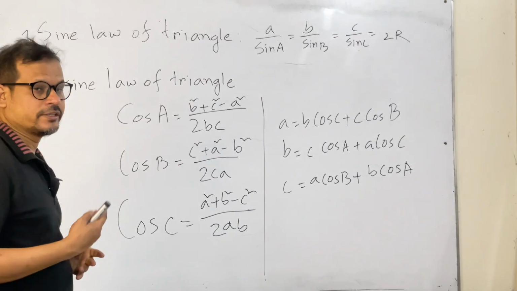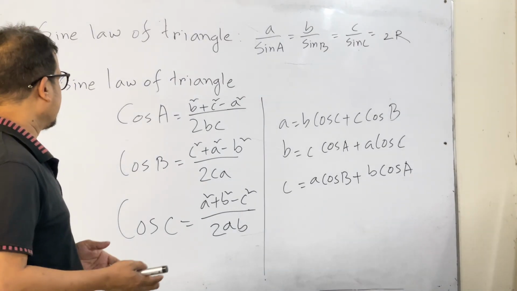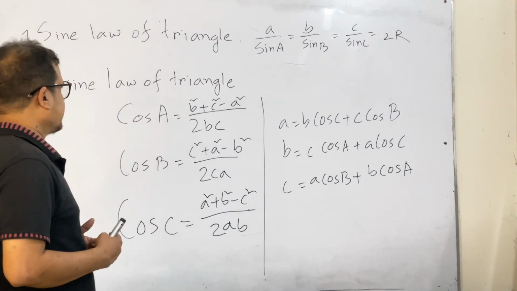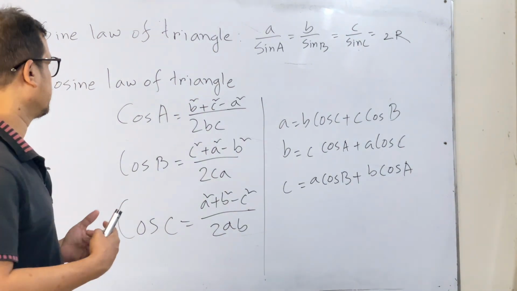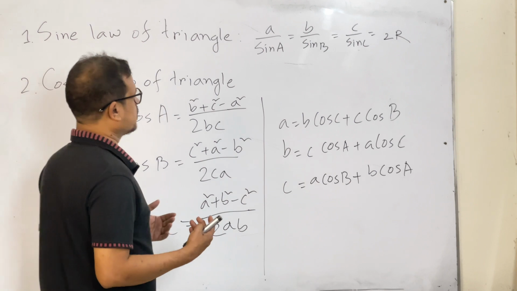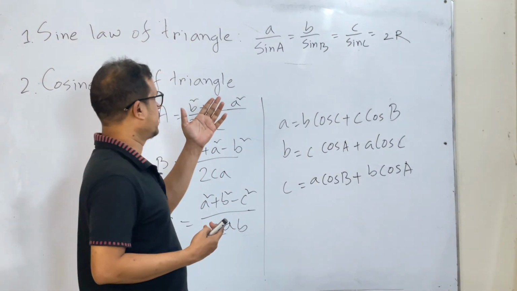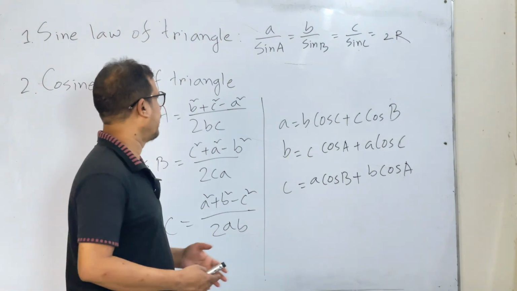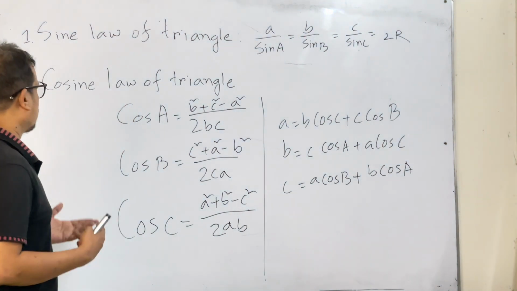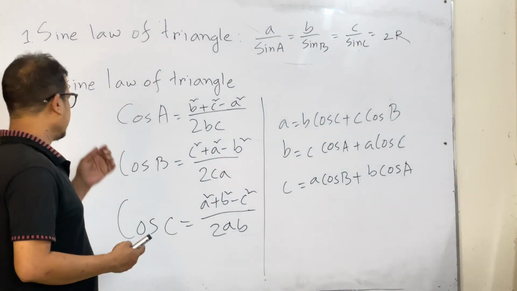Okay, sine law of triangle: small a by sine capital A equal to small b by sine capital B equal to small c by sine capital C equal to 2R. Okay, and cosine law of triangle.